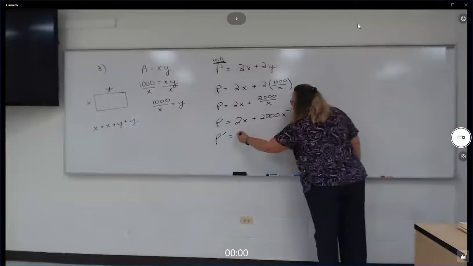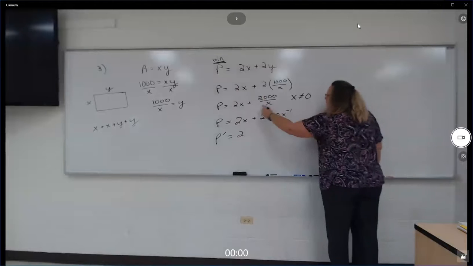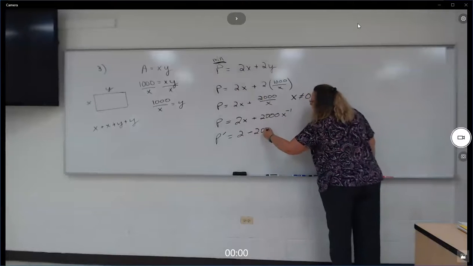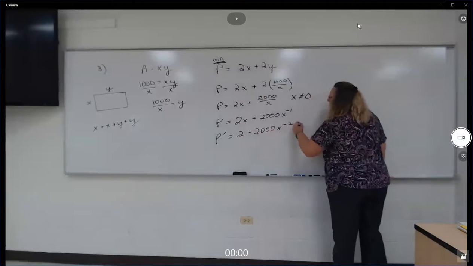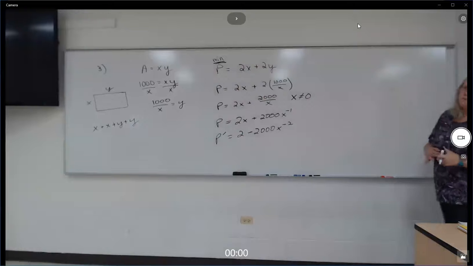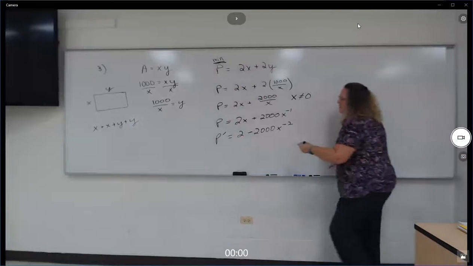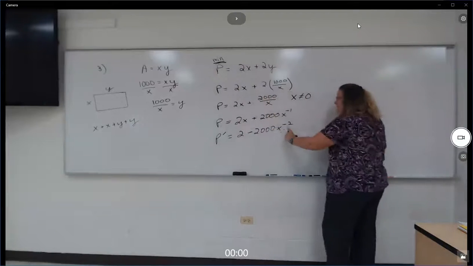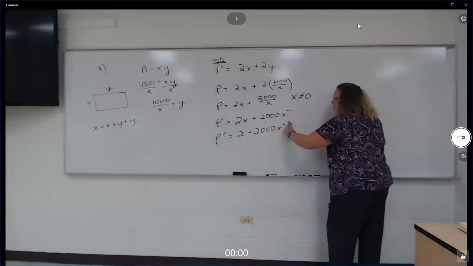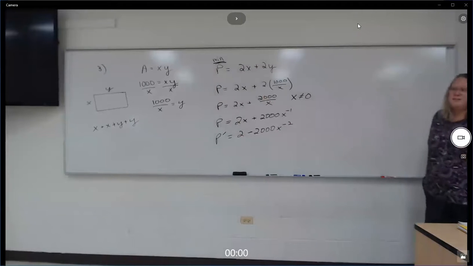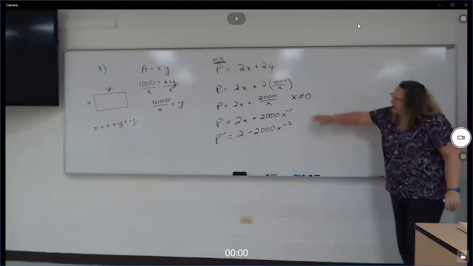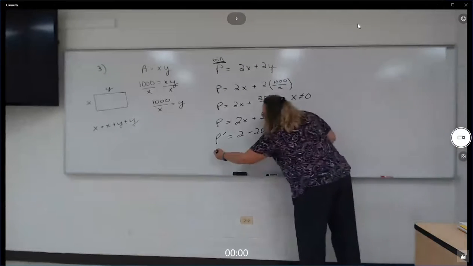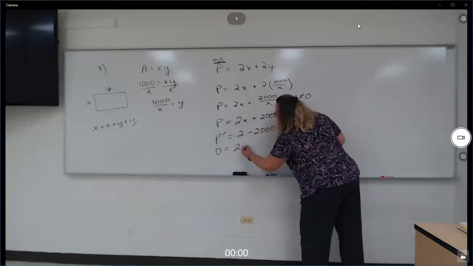All right, so that goes to 2, right? Roll this down, so negative 2000, and then x to the negative. And then we want max and min to happen where the derivative doesn't exist, which would actually be 0, but 0 is false because it's not in the domain, or where my derivative is 0.